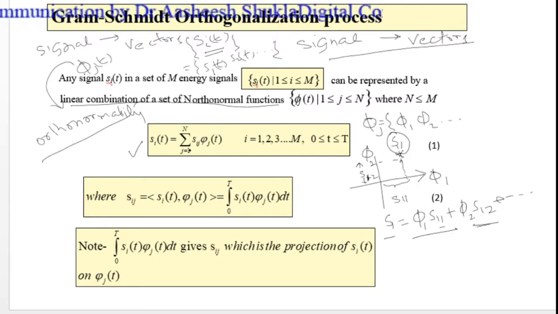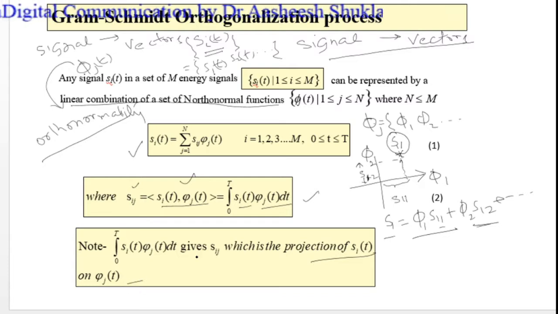So what is Sij? Sij is nothing but the inner product of Si(t) and phi j(t). This is to remember how we can find Sij. Sij is basically the integration of Si(t) into phi j(t) dt. We have already seen the meaning of inner product. I hope you got this point. Practically, the interpretation of Sij is that Sij represents the projection of Si(t) on phi j(t).